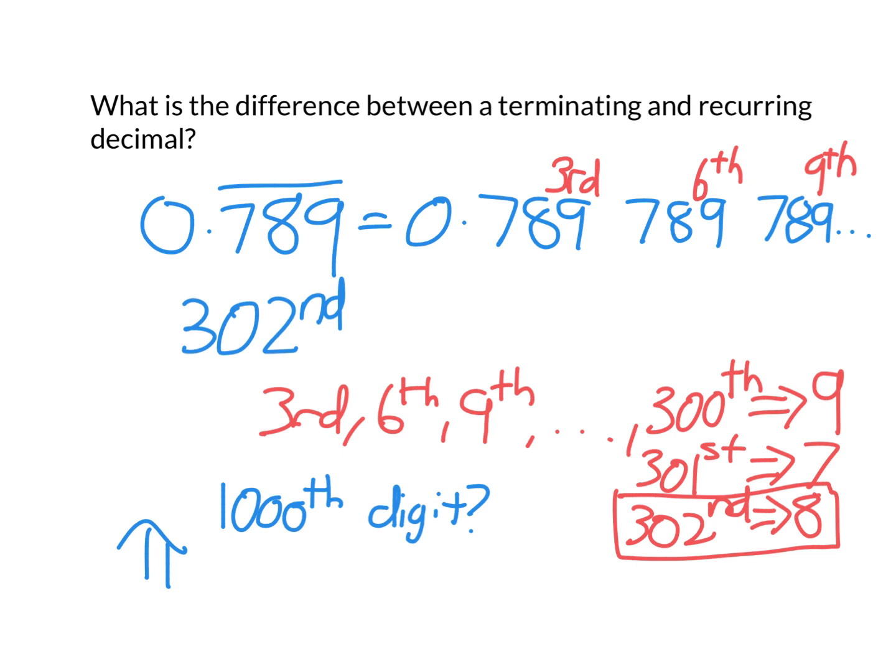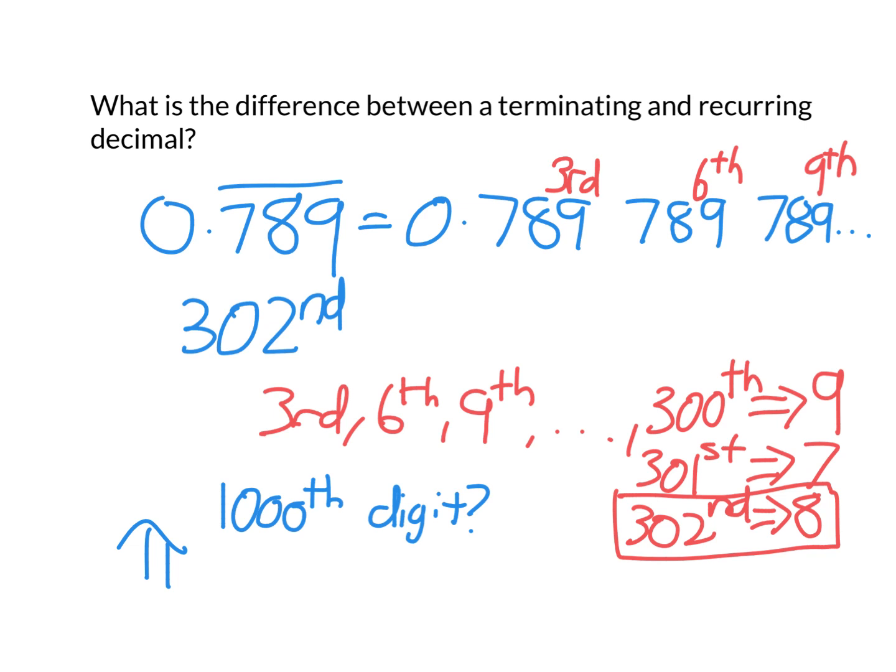So for recurring decimals, we can always tell which digit will occupy a certain decimal place, but we can't do that for irrational numbers. Recurring decimals go forever, but they have a pattern. Irrational numbers have a decimal that goes forever, but there is no pattern. The digits are seemingly random.